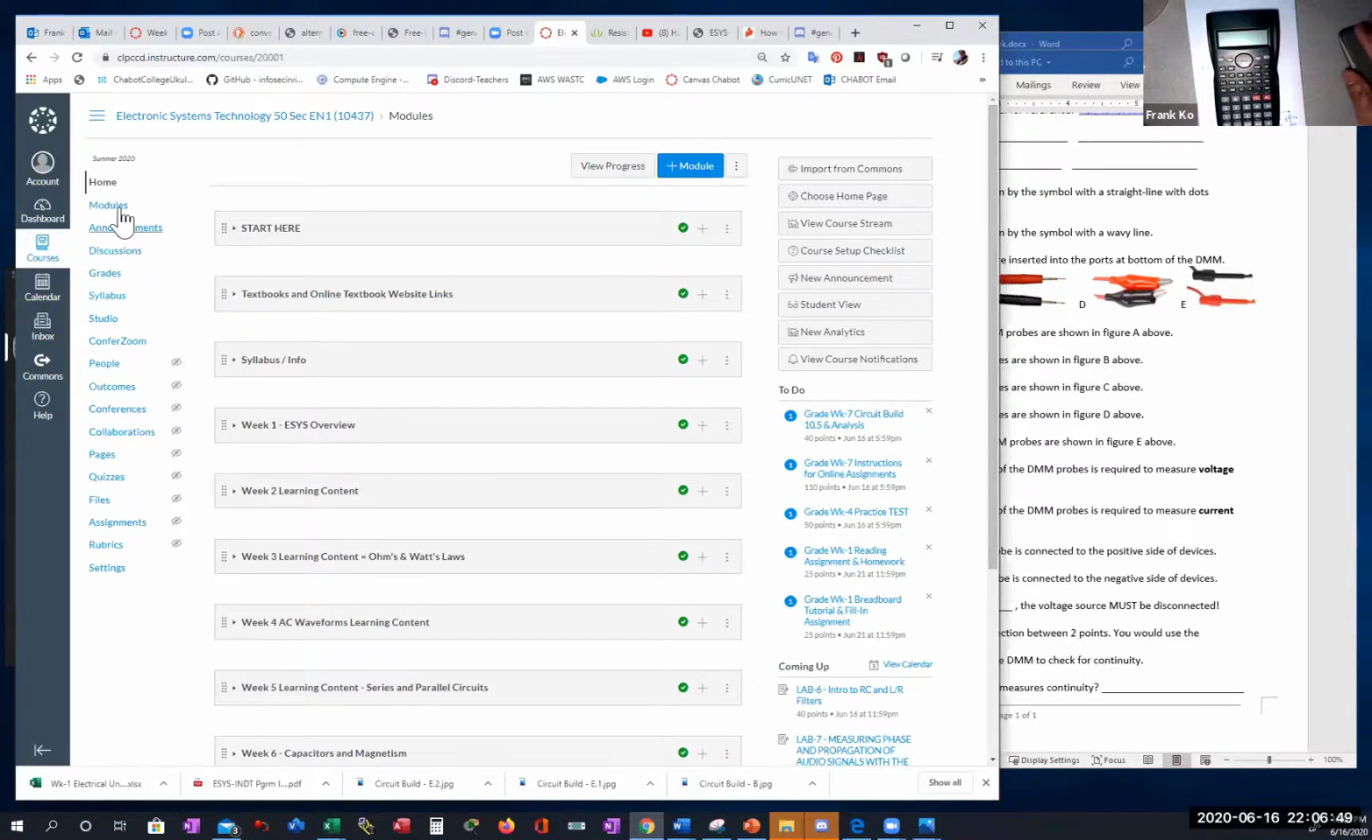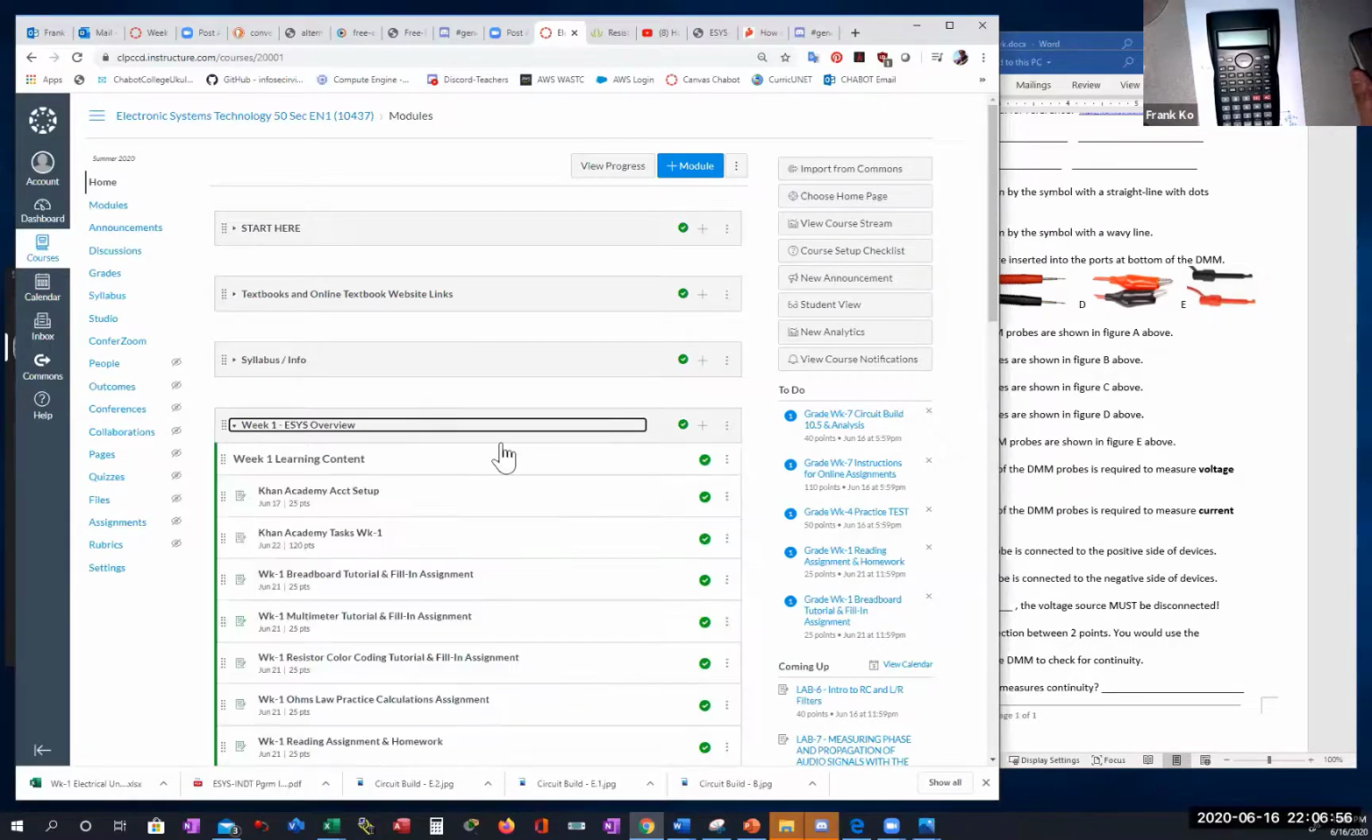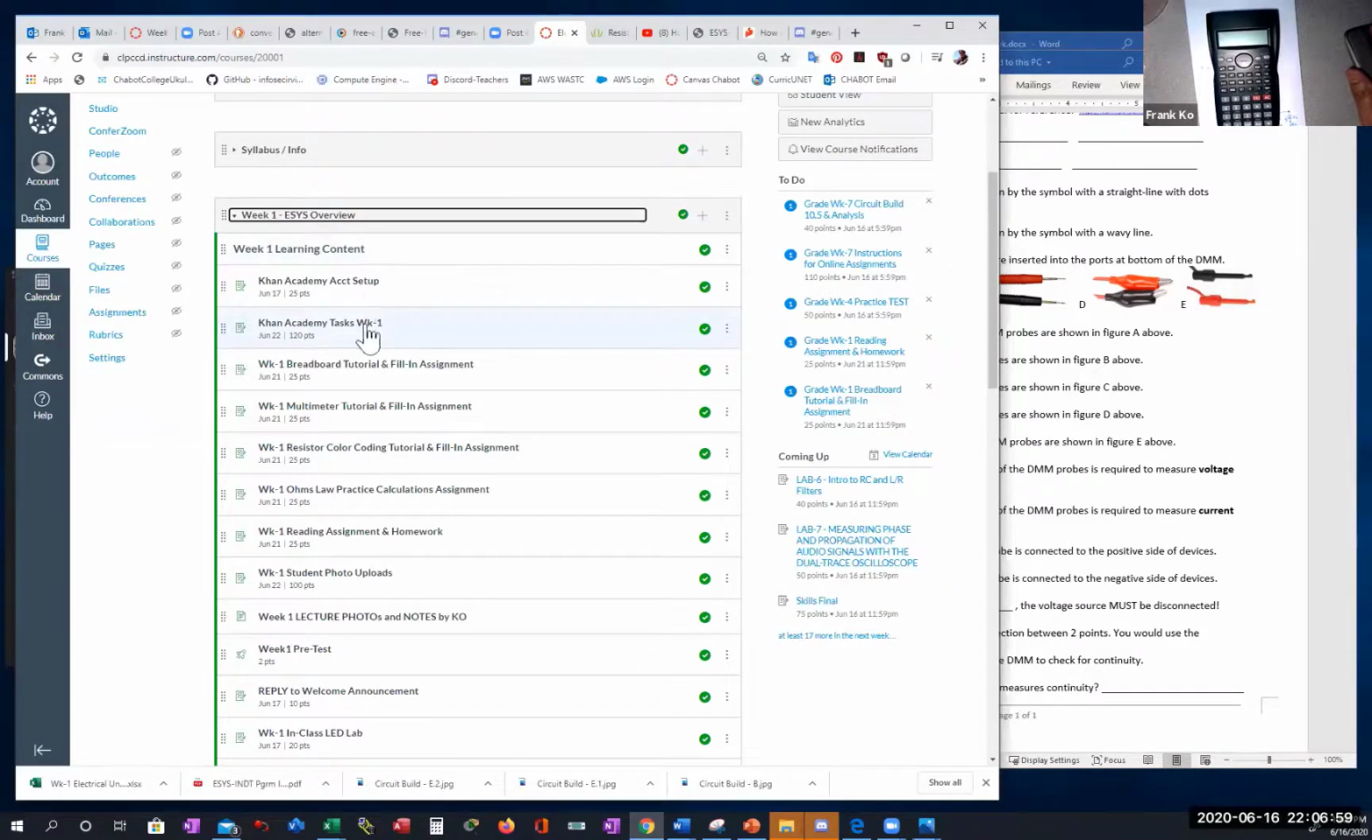So keep an eye out in Canvas for these modules because they will show you specifically what is assigned for you to do. You have the Khan Academy setup, Khan assignments, breadboard tutorial, fill in, multimeter tutorial, fill in, resistor color coding. We filled in a third of it already. Ohm's law practice, we did a couple of those already. The most fun part, I think, that you'll have is building those circuits. That's the most fun for me anyway. So definitely get going on that. So your assignments are all shown here, and generally everything is due by Sunday midnight. The only thing that's due by Monday midnight, I believe, are your photo uploads, give you an extra day there.